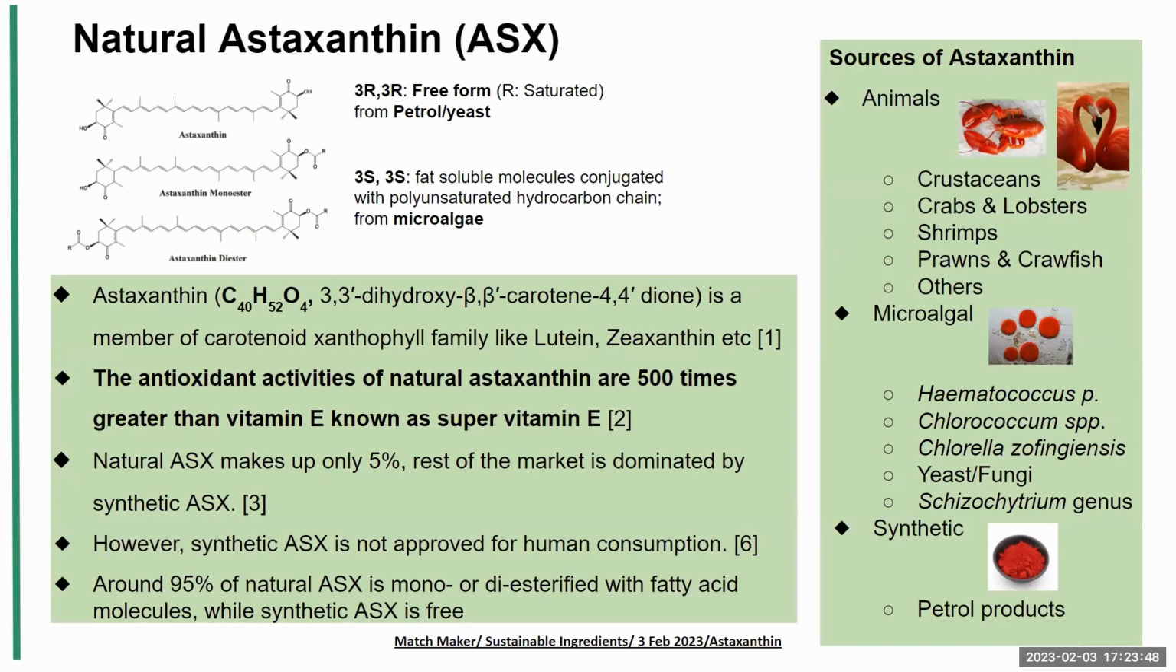Astaxanthin is present in different forms, like free forms, which come from the petrol product, and forms conjugated with some lipid molecules, the 3S form. This is esterified natural astaxanthin. Here you can see that astaxanthin is a highly antioxidant product. It is a carbon 40 carotenoid product, in the category of lutein and zeaxanthin, and it has a high antioxidant capacity, even 500 times greater than super vitamin E.